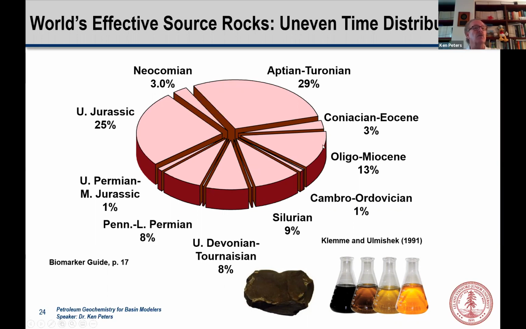The younger source rocks, we've got the Oligocene, Miocene. Miocene's pretty young. They're pretty pronounced here. But this is a very biased look at the distribution of petroleum source rocks through time. So here's a source rock sample. There's some oils that might be generated from such a source rock.